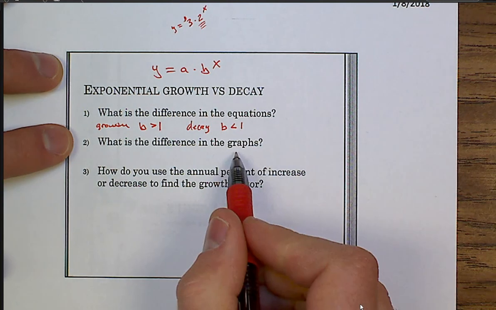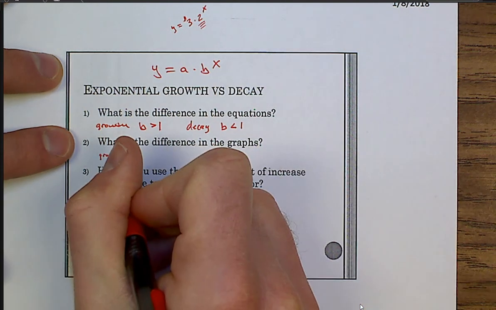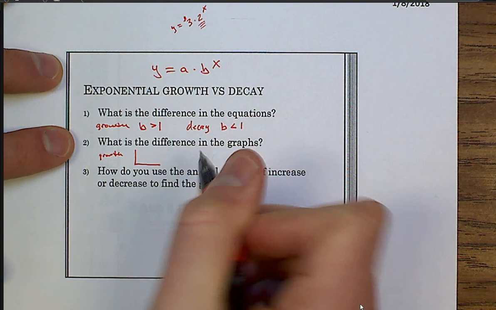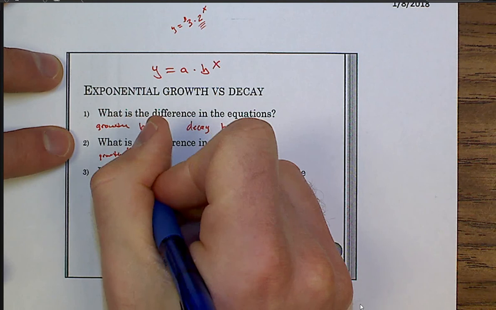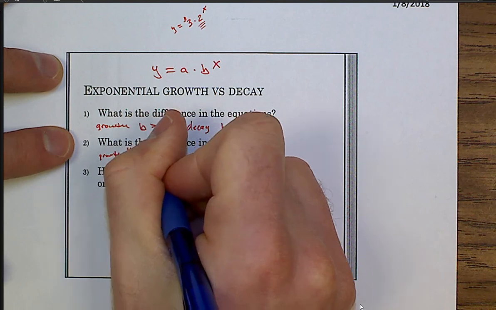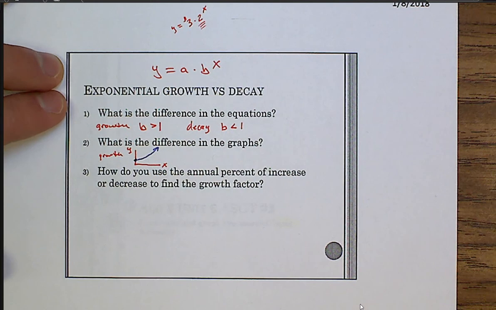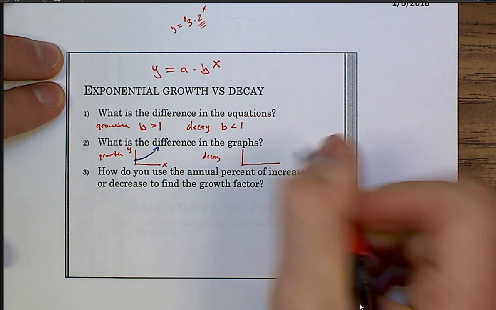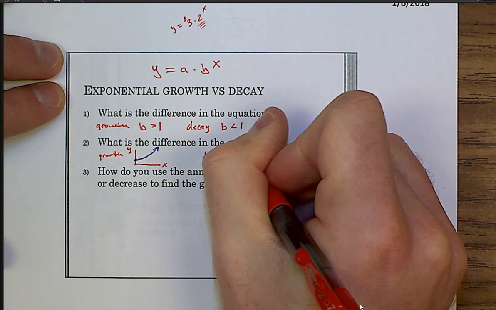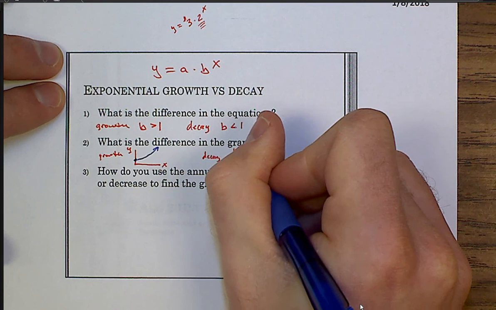Graphically, what is the difference in the graphs? Well, with growth, we're going to keep it in the first quadrant, so there's your x, there's your y. When you graph things, it has a starting point, and then it exponentially grows. As x increases, your y values are increasing, okay? And that's what it's going to look like. With decay, when you go to graph this, again, you'll have a starting point, but then it's going to decay.